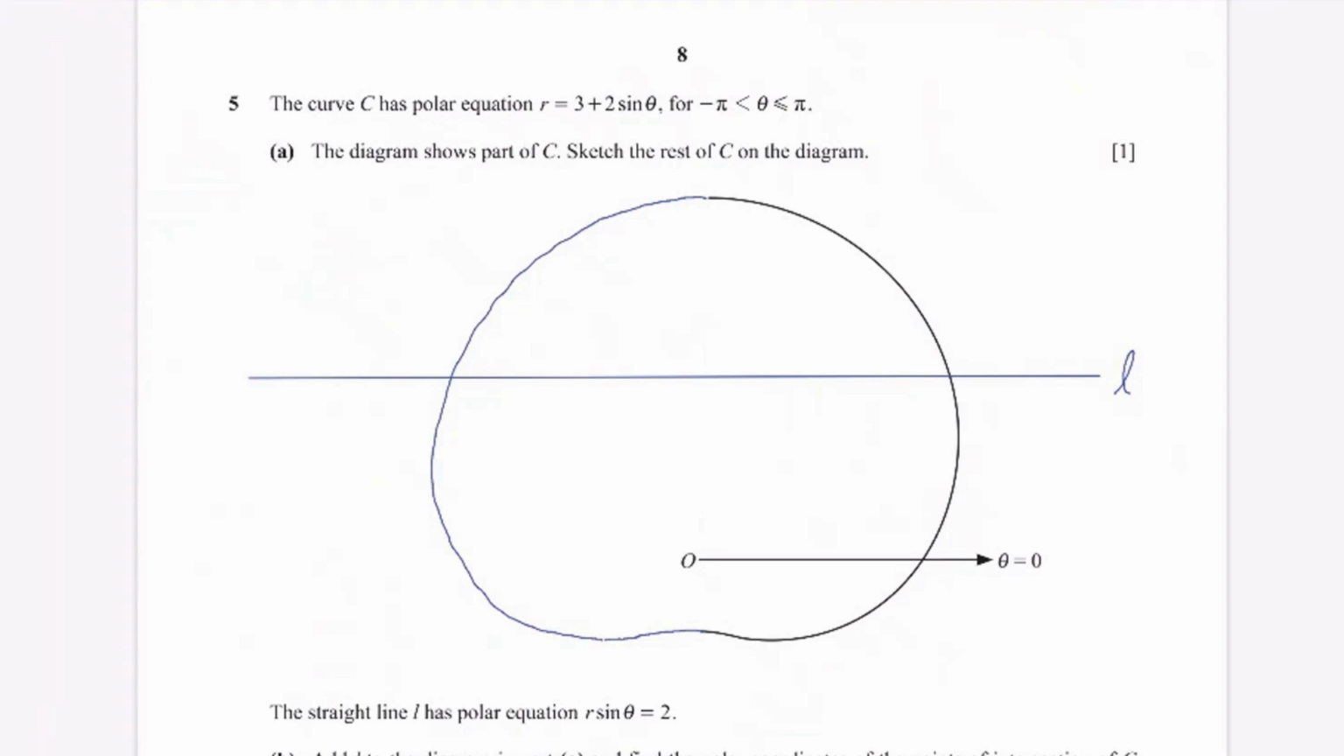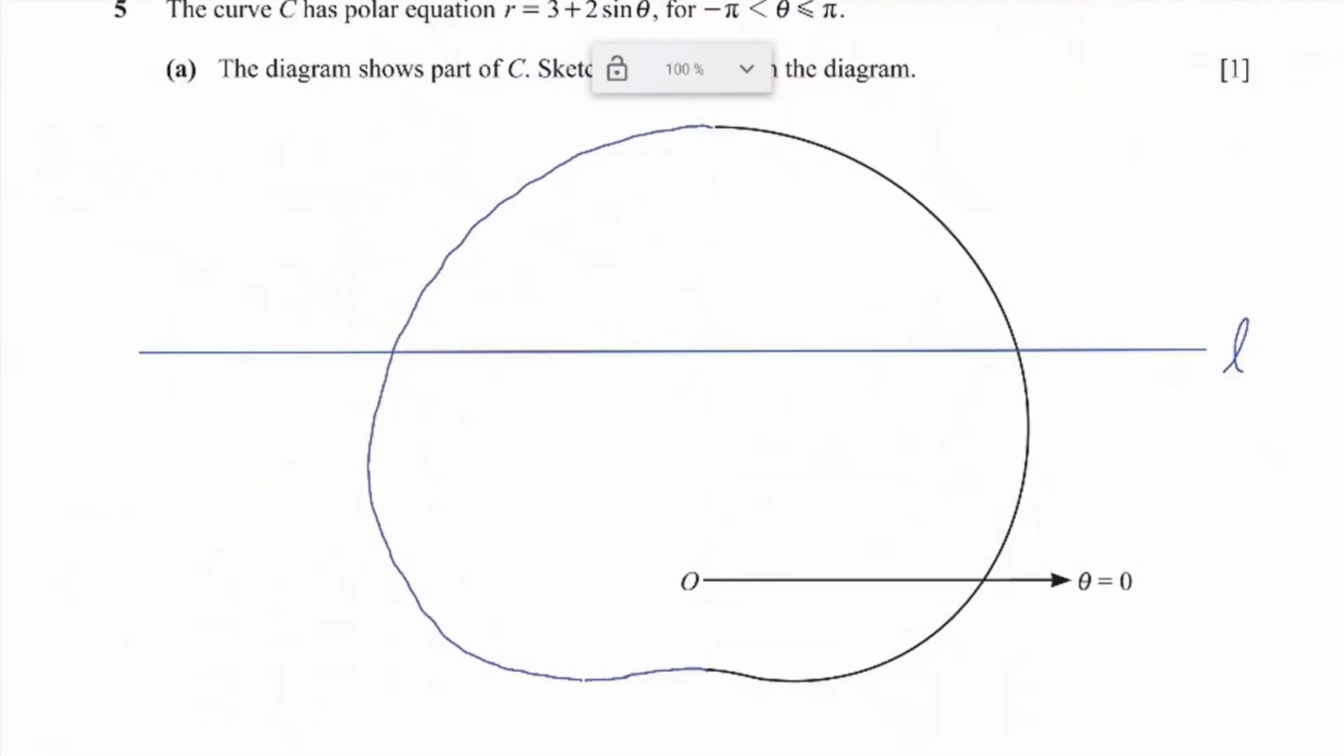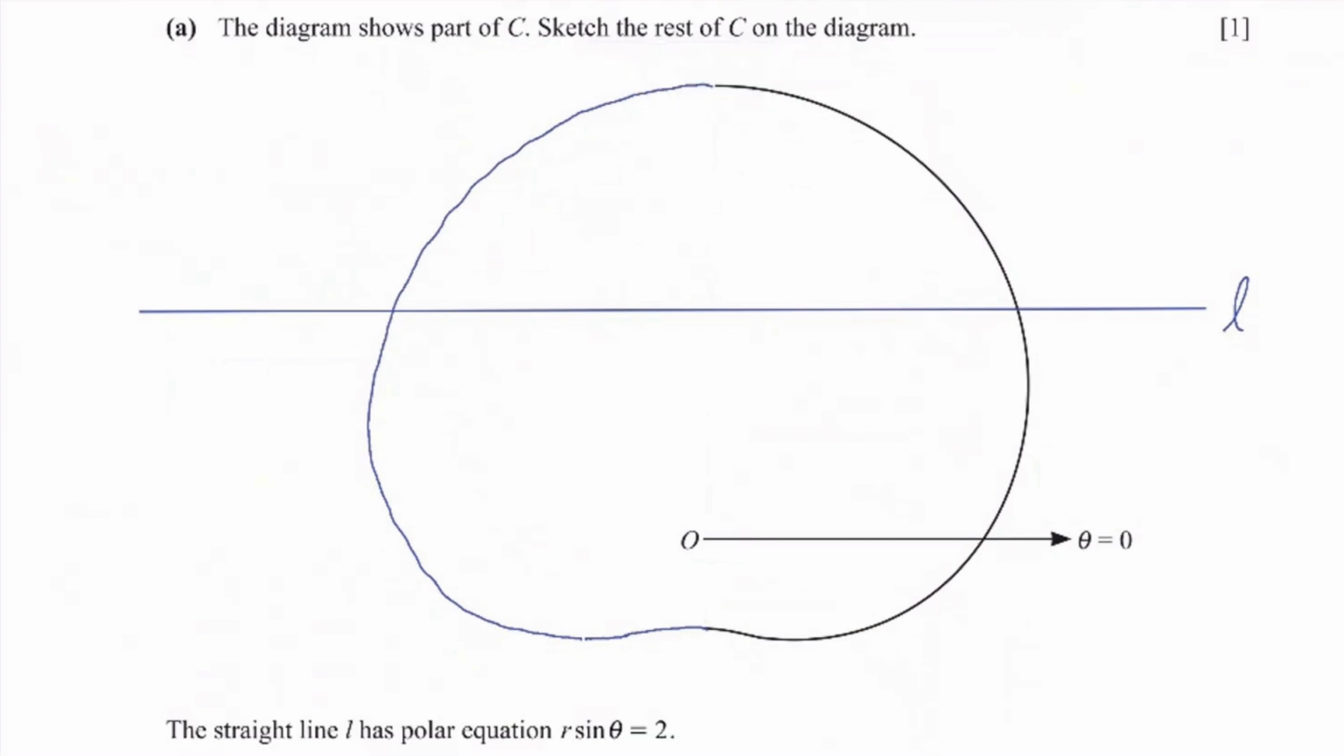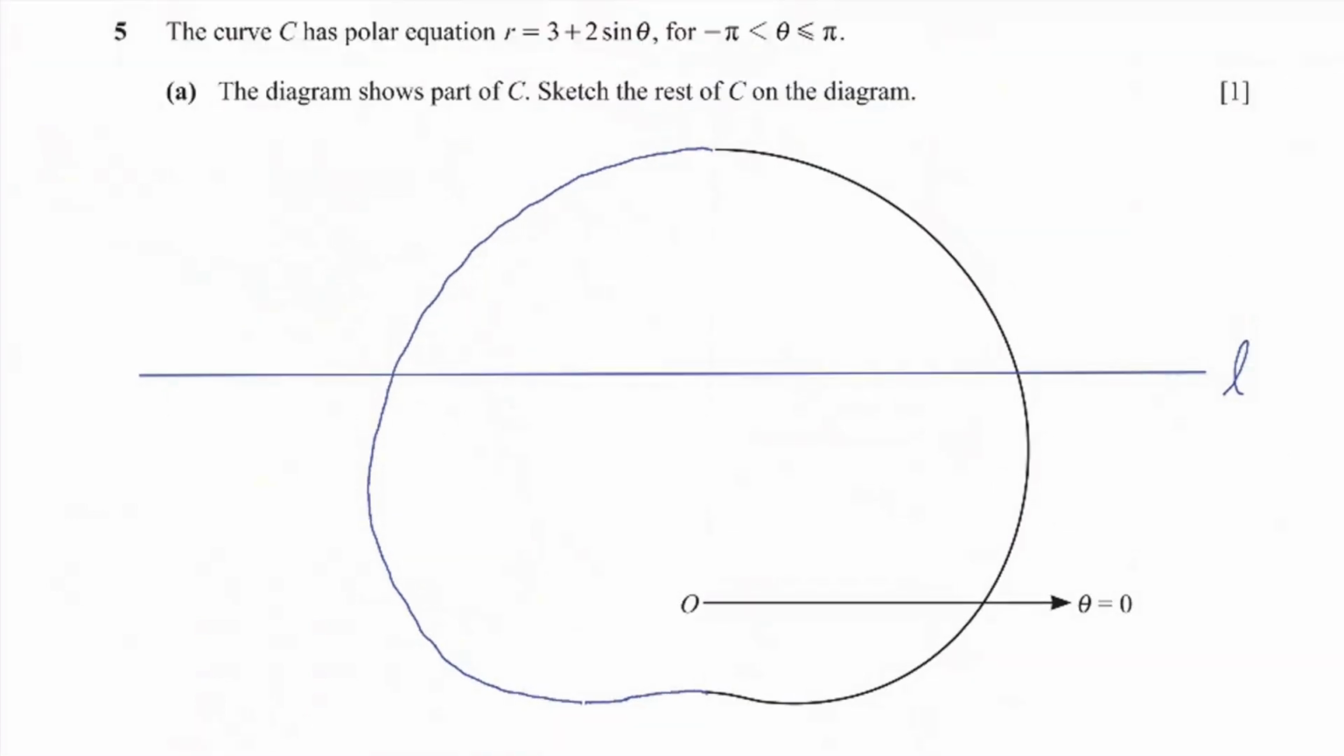The curve C has this polar equation, r equals 3 plus 2 sine theta. The diagram shows part of C, so sketch the rest of C on the diagram. We need to complete the curve C here. When we complete it, it is just like we reflect this part over the y-axis, and then we're actually getting the graph. Just a 1-mark question, nothing much.